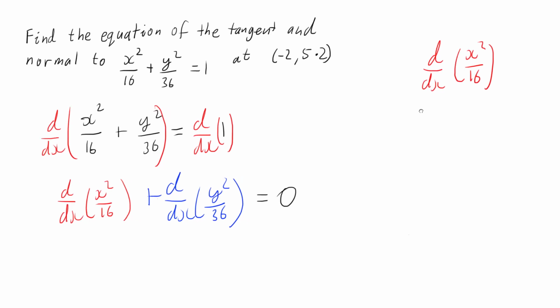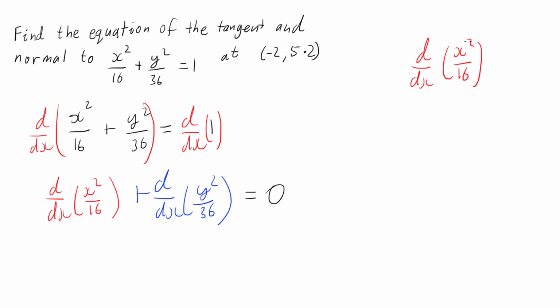We want to differentiate x squared on 16 with respect to x. That means we multiply by 2 and subtract 1 off the power, and that's over 16. So we are left with x on 8.